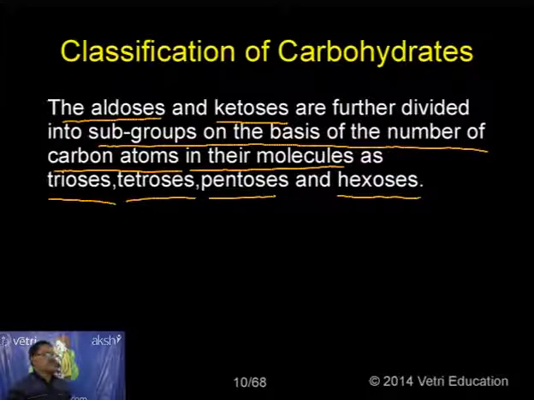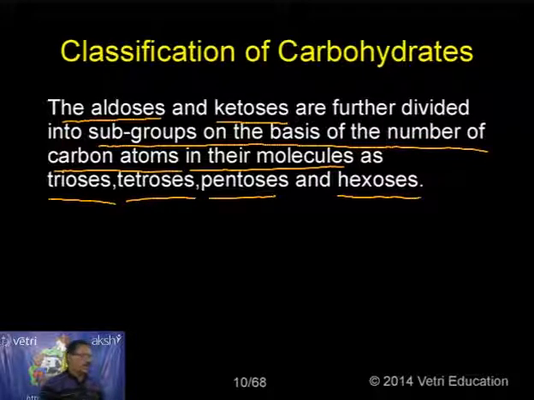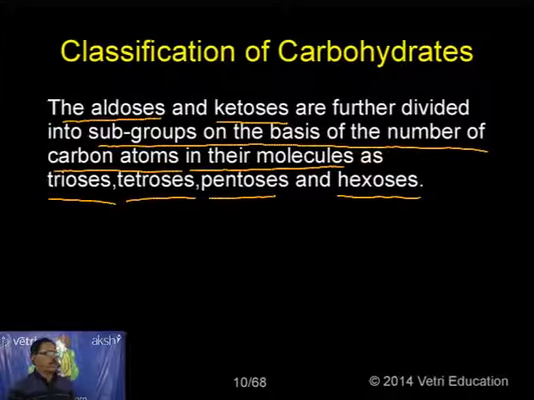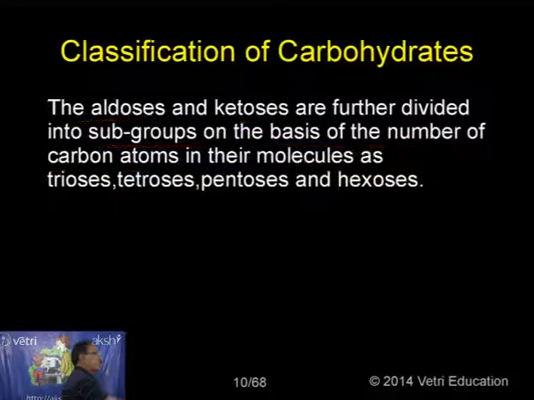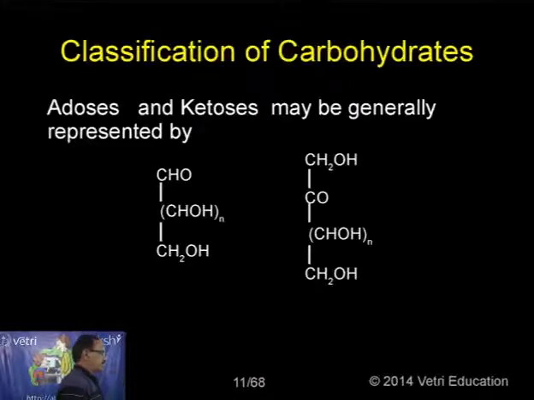For example, triose means 3 carbon atoms, tetrose 4, pentose 5, hexose 6. So aldotriose, aldotetrose, aldopentose, aldohexose. In the same way, ketotriose, ketotetrose, ketopentose and ketohexose. So we can give the classification. This is the most important information.